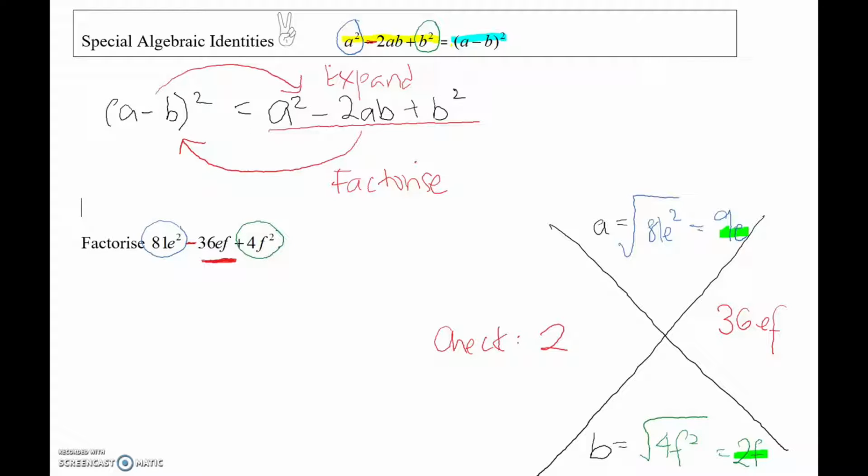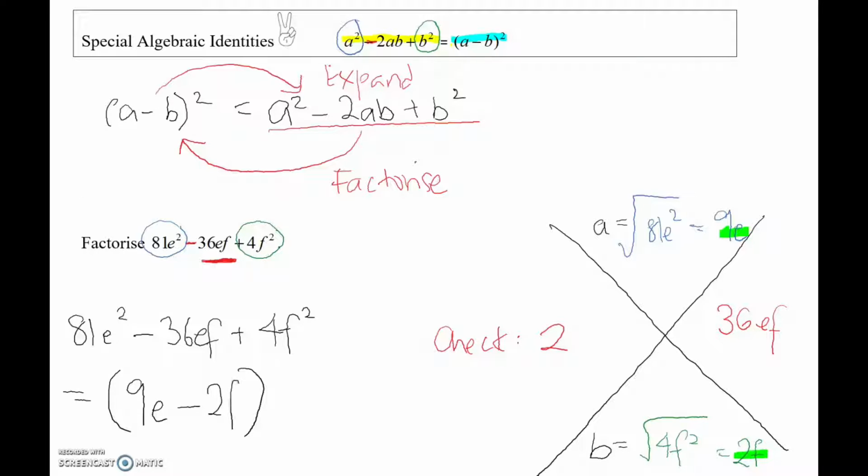So to factorize 81e squared minus 36ef plus 4f squared by using the second algebraic identity, it is actually equal to the value of a minus the value of b, which is (9e minus 2f) whole bracket square. So this is how we factorize using the second algebraic identity.